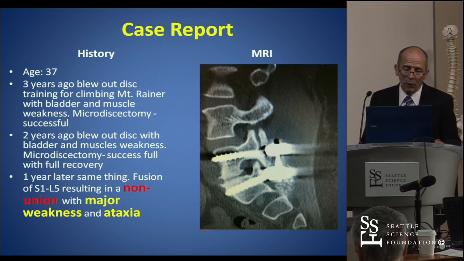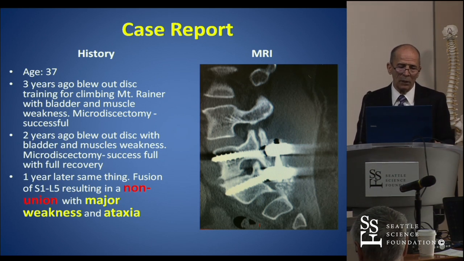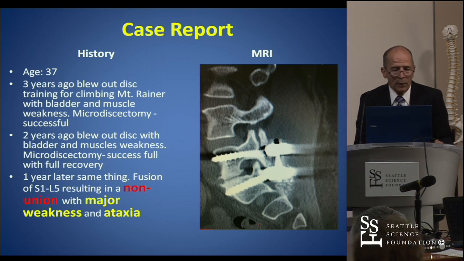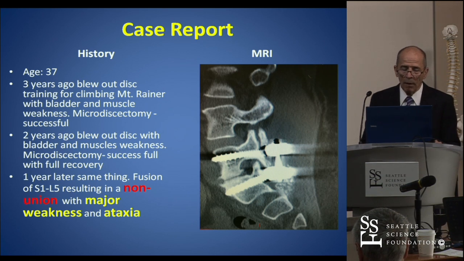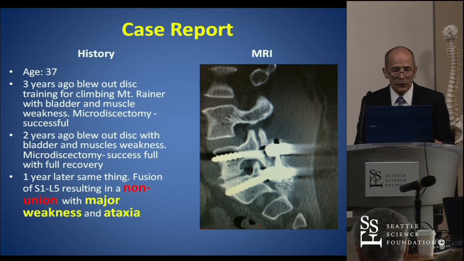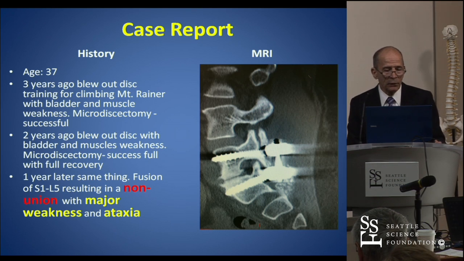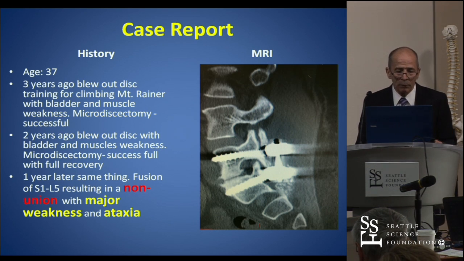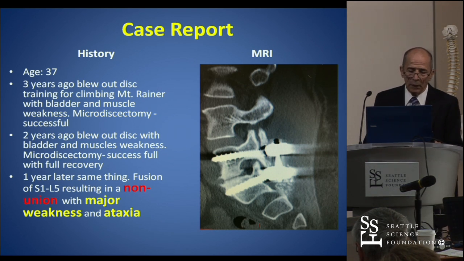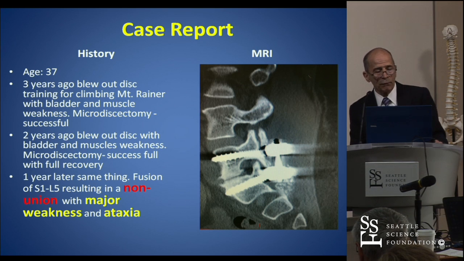This is a case report. This patient is a 37-year-old. She blew out her disc when she was doing crunches, and she had bladder weakness and muscle weakness. So she came here, and they did a discectomy, and it was very successful. Everything returned to normal. Two years later, she had the same sort of issue. They did a microdiscectomy, and it was very successful. A year later, she had the same problem, so the surgeon said, let's fuse S1 and L5.